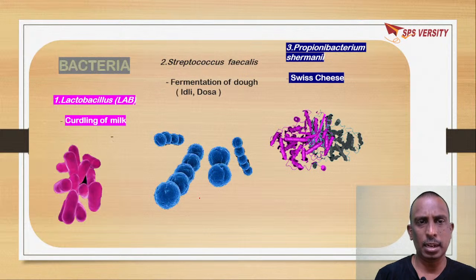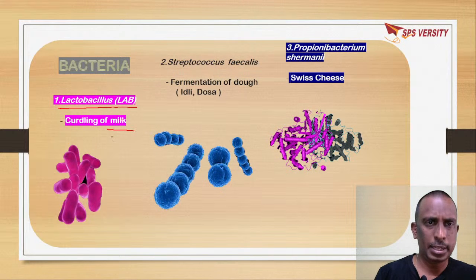In our daily life, in our household, we make curd from milk. To make this curd from the milk, a bacteria plays an important role, that is Lactobacillus. So Lactobacillus is a bacteria which plays an important role in making curd from the milk.